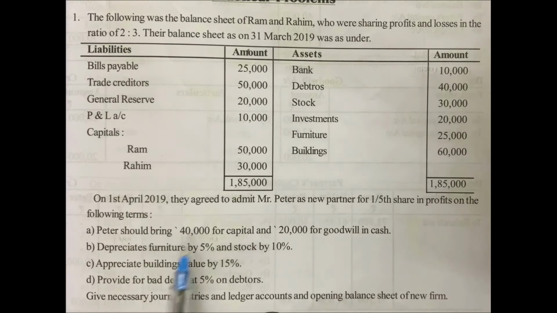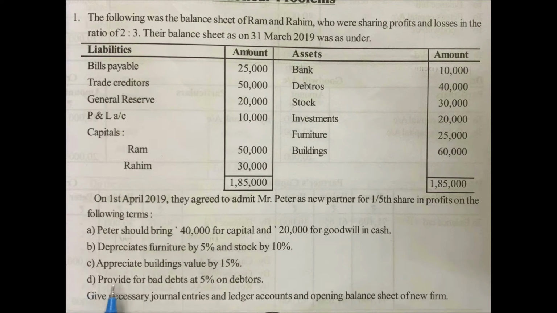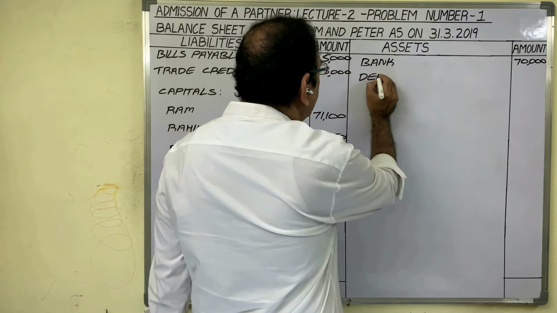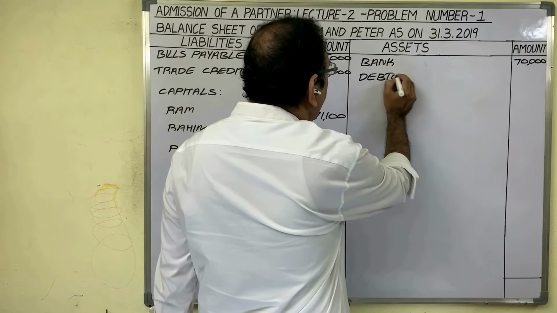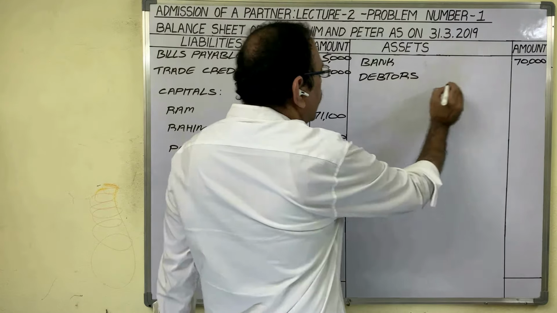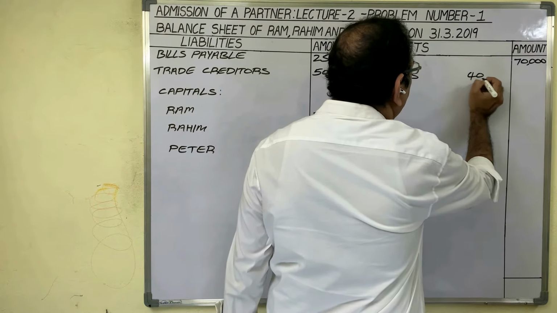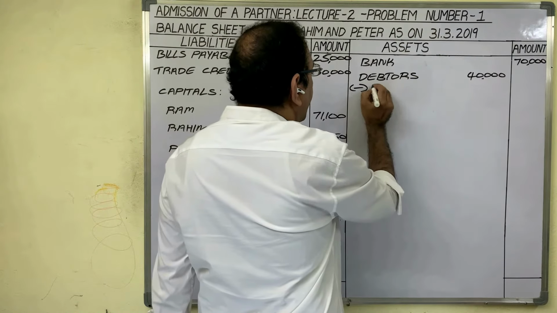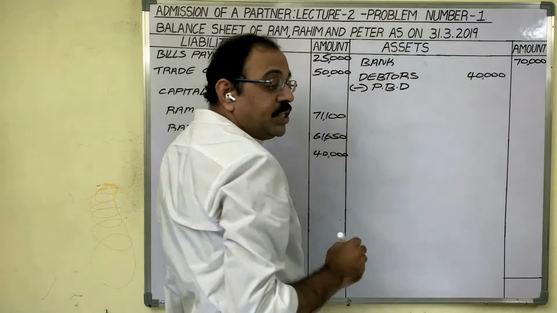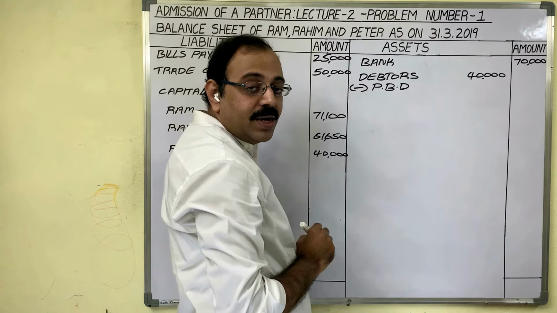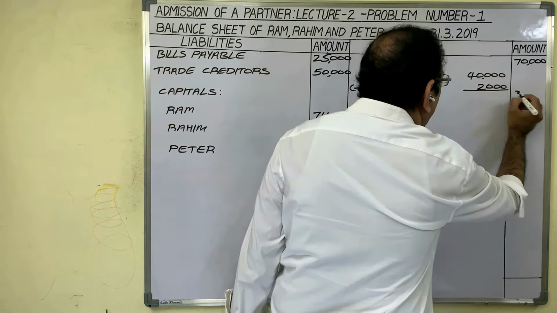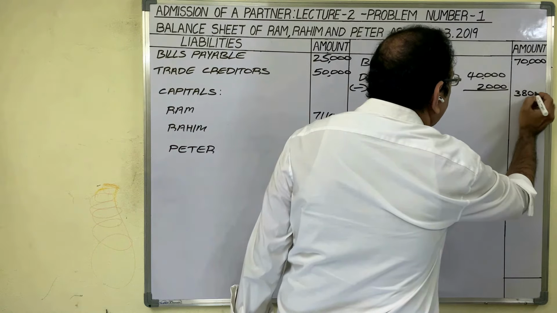Next asset is debtors, 40,000 rupees. Related to debtors, there is one adjustment. D point: provide for bad debts at 5% on debtors. As an adjustment is given, show the amount in the inner column. Debtors value 40,000 rupees, minus provision for bad debts. In the revaluation account, under the debit side, we calculated that amount, 2,000 rupees. In the outer column, 38,000 rupees.